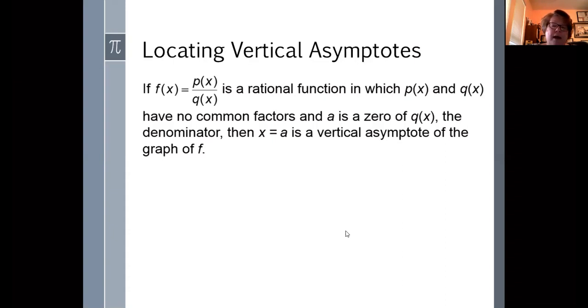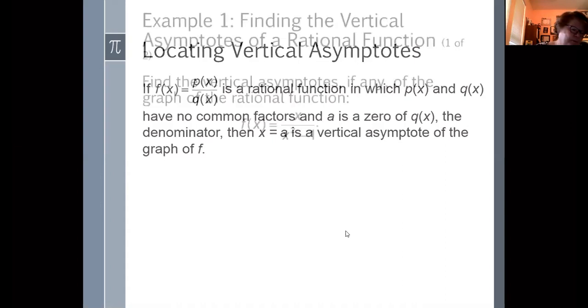So the way you find vertical asymptotes is you factor the numerator and denominator completely. You cancel any common factors in the numerator and denominator. Then you set the denominator equal to 0. If there are values that would make my denominator equal to 0, then that would be a vertical asymptote. Let's look at some examples.